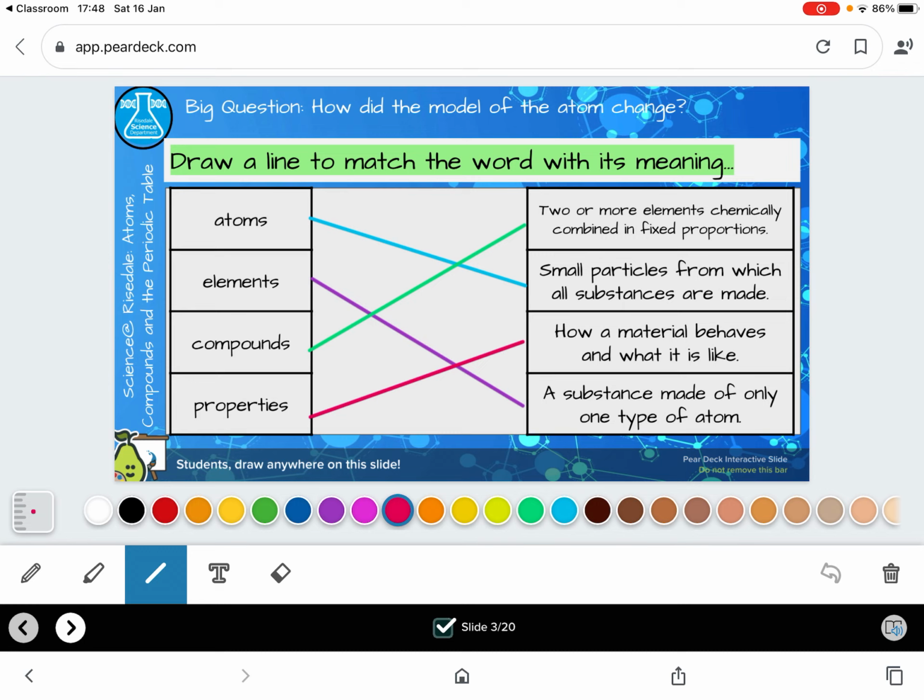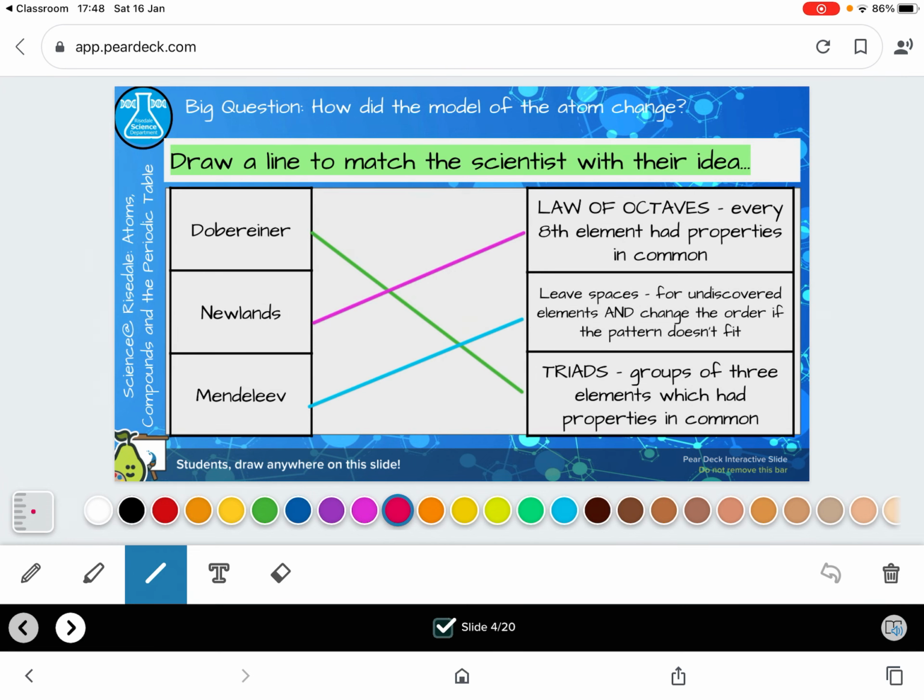Okay, and then I asked you to remember some words that we had covered in previous lessons. So atoms are small particles from which all substances are made. Elements are substances made of only one type of atom. Compounds have 2 or more elements chemically combined in fixed proportions. And properties are how a material behaves and what it is like.